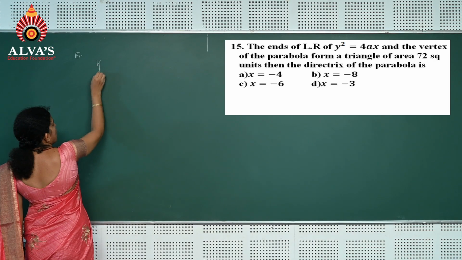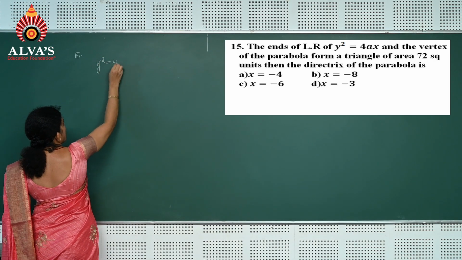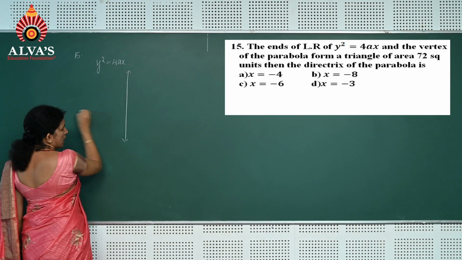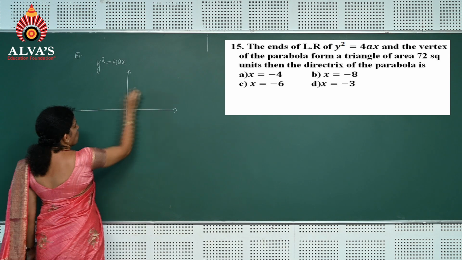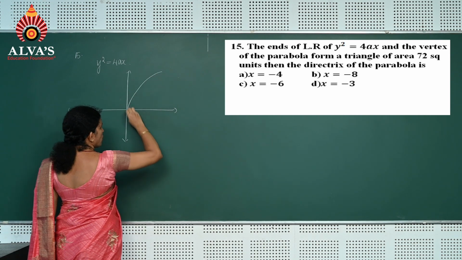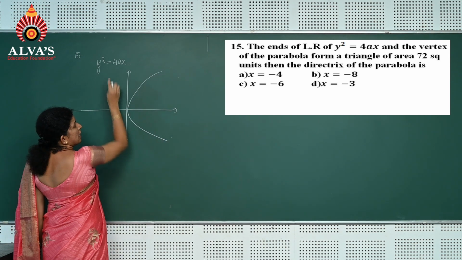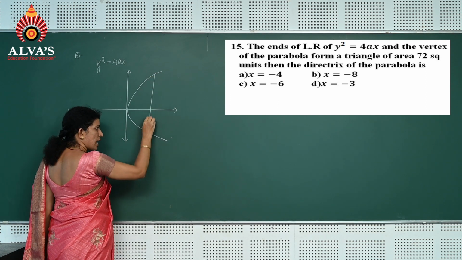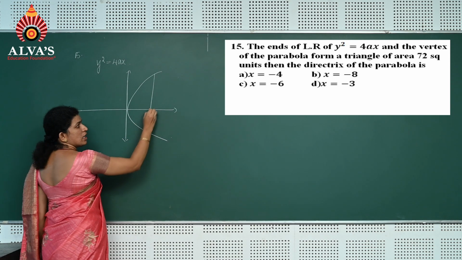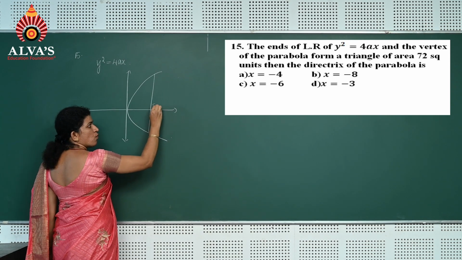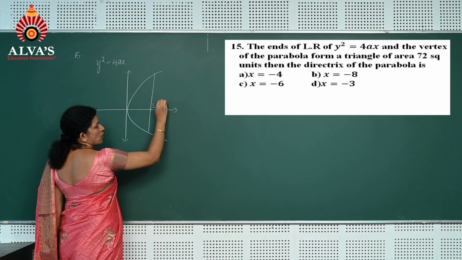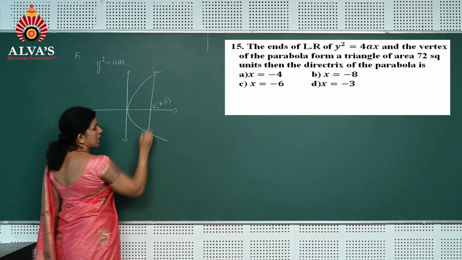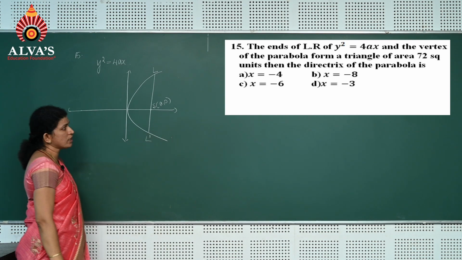Say the parabola is y square equal to 4ax. We know our curve comes like this, that is y square equal to 4ax. Then the ends of the latus rectum. We know latus rectum means it is a line which passes through the focus of the parabola. We know focus is nothing but a comma 0. Take LL' to be the latus rectum.